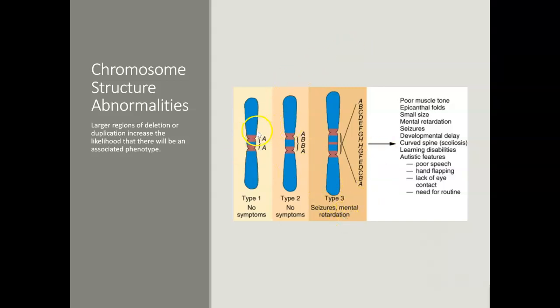But in any case, if we are only copying a very small area, then there's probably going to be no associated symptoms. Maybe even 2 genes, there might not be any symptoms, but when you're talking about 5, 6, 7, or 8 genes and those areas are being copied, then you might see some sort of associated conditions or behaviors.